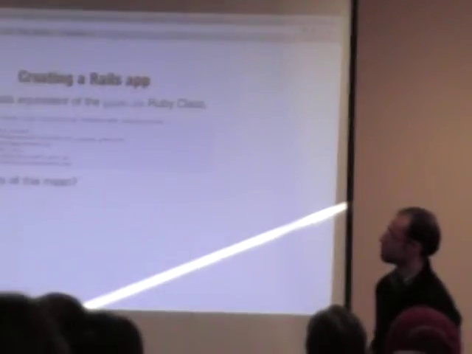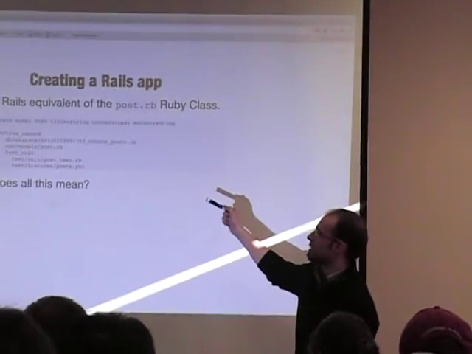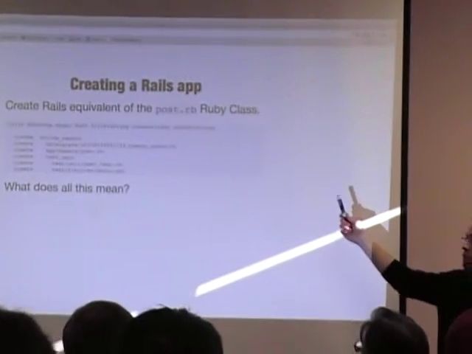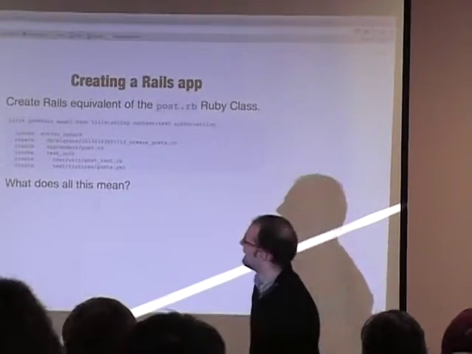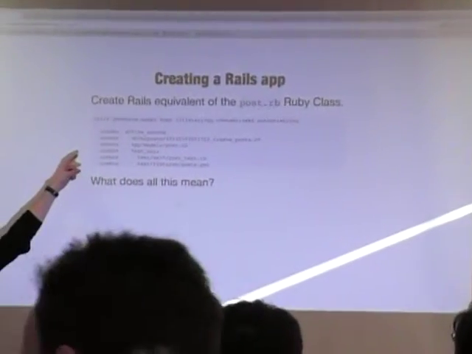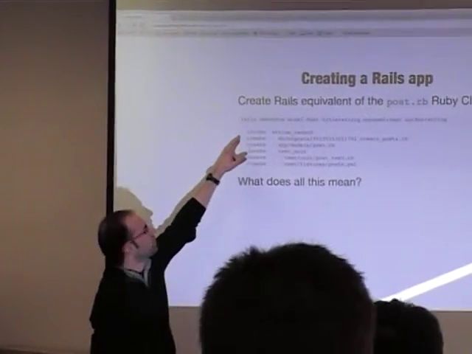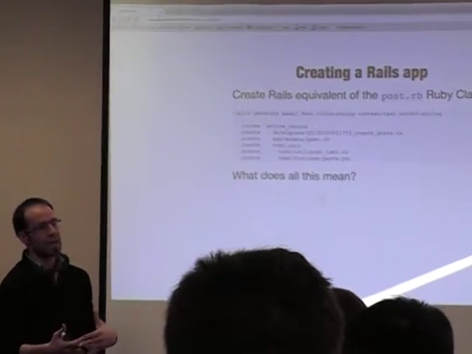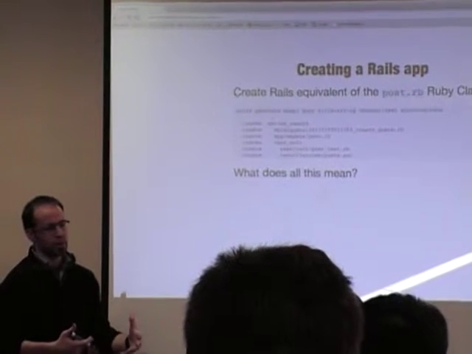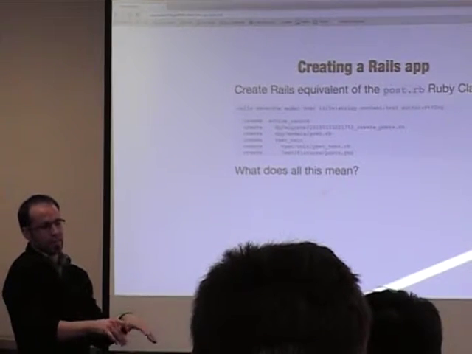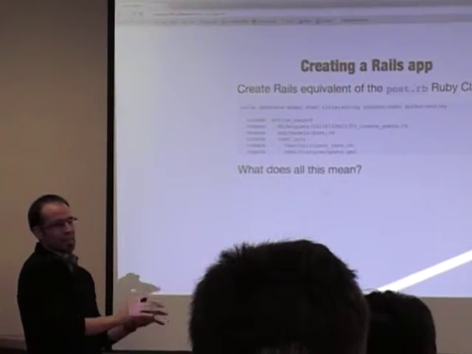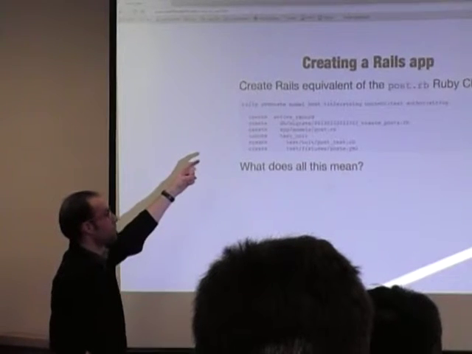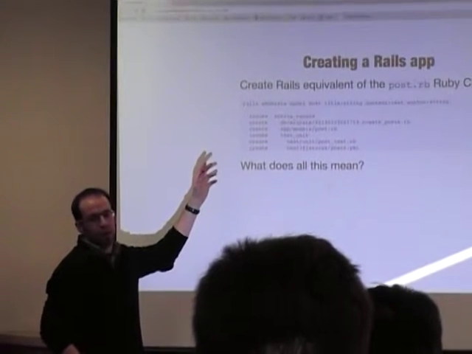To do that, we're going to create a Rails equivalent of post.rb, which was a Ruby class. Can you see this up here? Once you see this, you should think that Rails is actually a command. When I first started developing Rails, I thought, I don't want to do anything in the terminal, I can't see what I'm doing. But the command line is actually really powerful, and Rails will do a lot of things for you automatically.